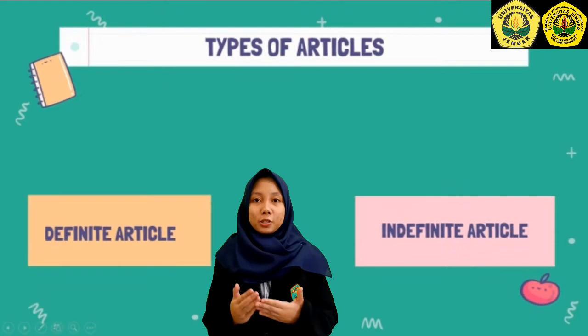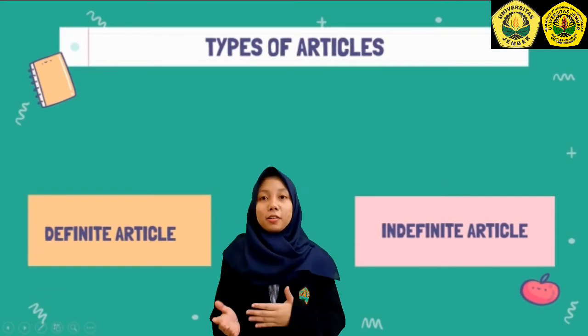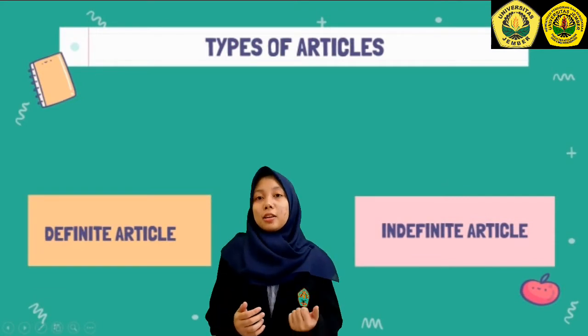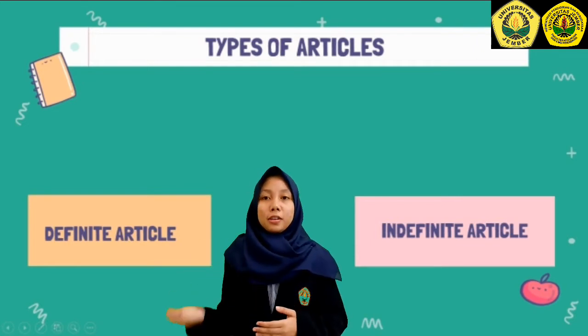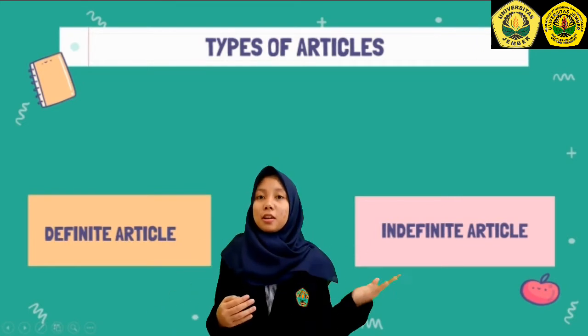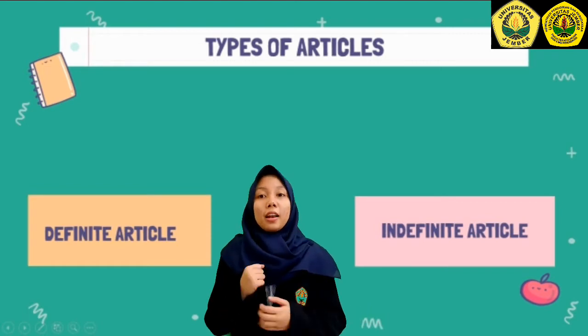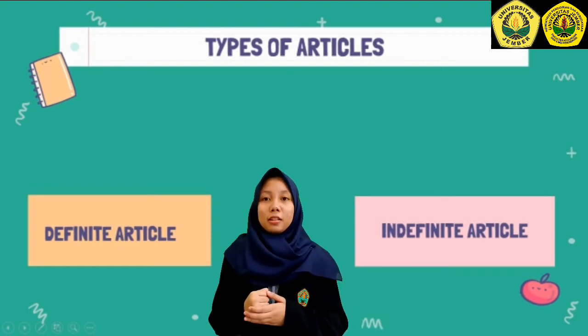For the next discussion is about the types of articles. So, English has two types of articles. They are called definite articles and indefinite articles. Now, let's discuss them in detail.